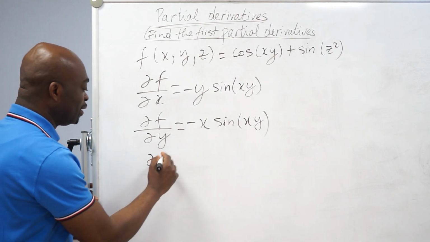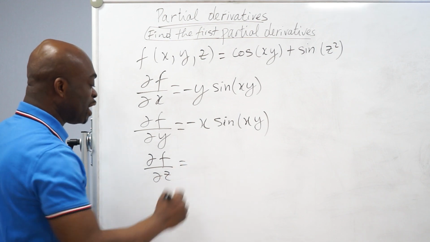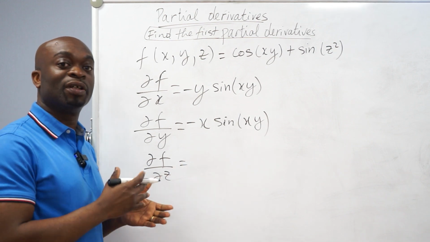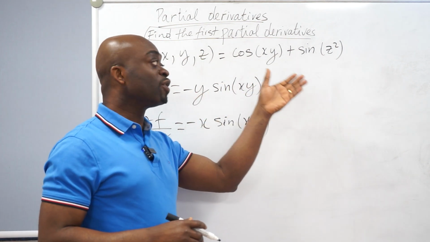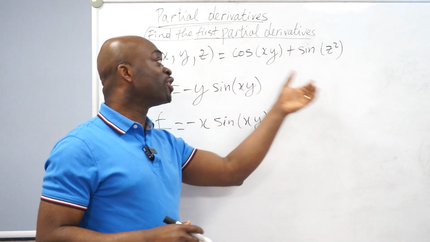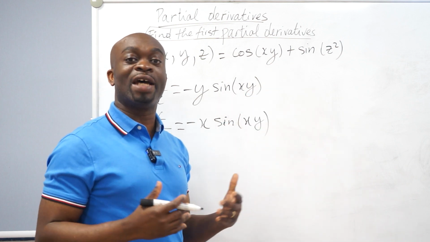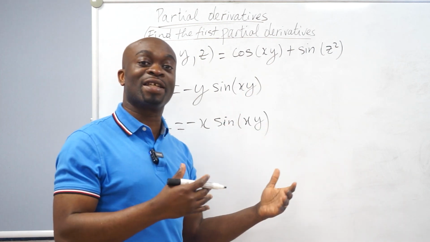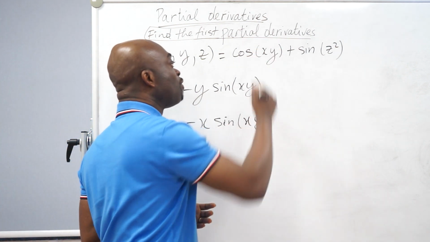For the third one, that's with regard to z. So the partial derivative with regard to z. So that means again our target is z. So wherever we have z, that's what we go to. So that means cosine of xy now is going to be treated as a constant. And the derivative of a constant again is 0. So this one will be 0.